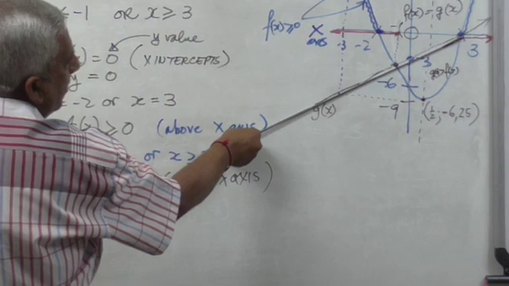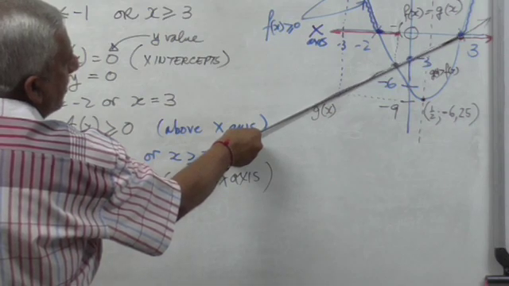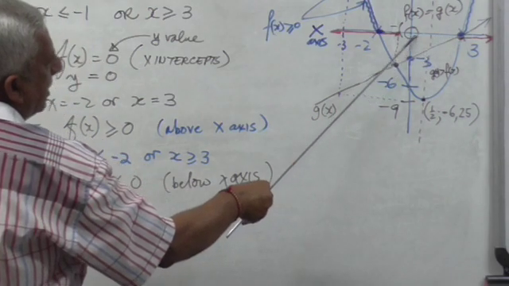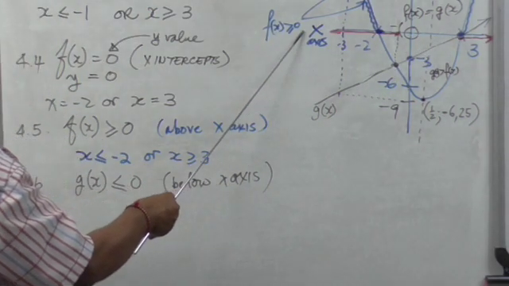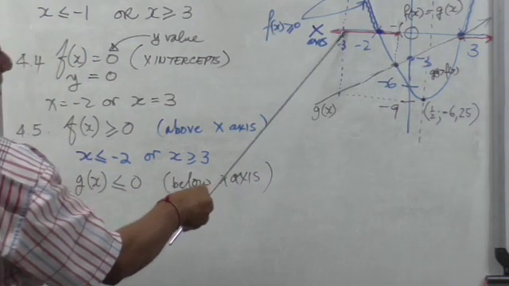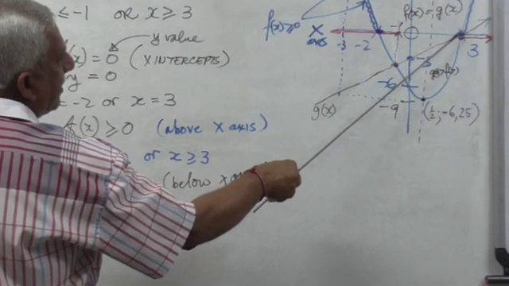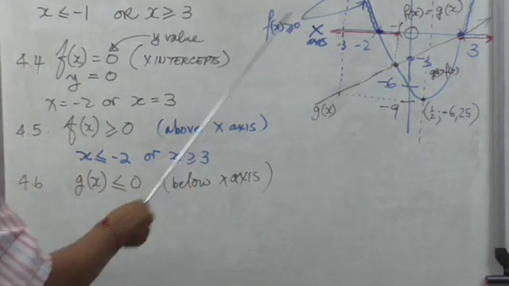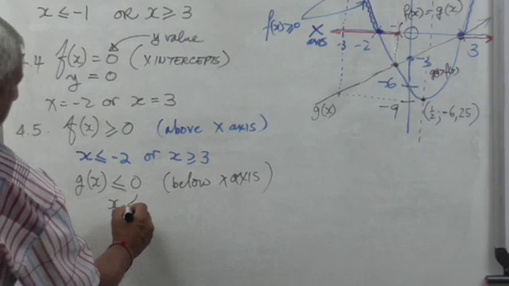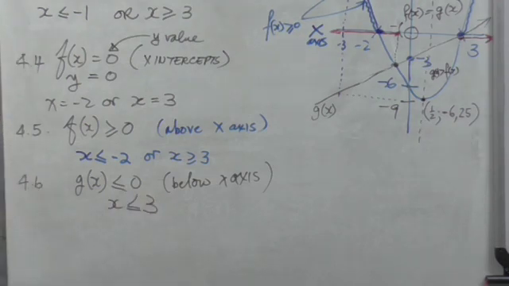So it is below the x-axis means it is less than 0. For what values? For all these values here. So what are these values? These values are less than 3. Right from here, this way. It's x is less than 3. Alright, that's 4.6.